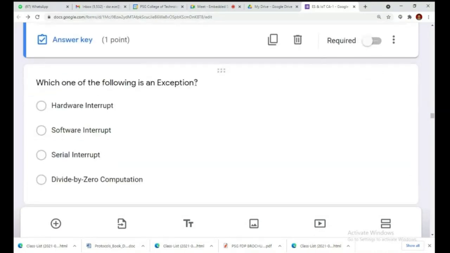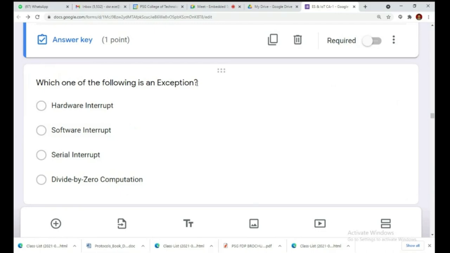Which one of the following is an exception? Exceptions mean unfortunately something happens, as we discussed, right? Hardware interrupts, software interrupts and all are happening, right? Exception means something like dysentery. Something like dysentery is an exception. So unfortunately it happens, but we have to handle that exception, which is exception handling.